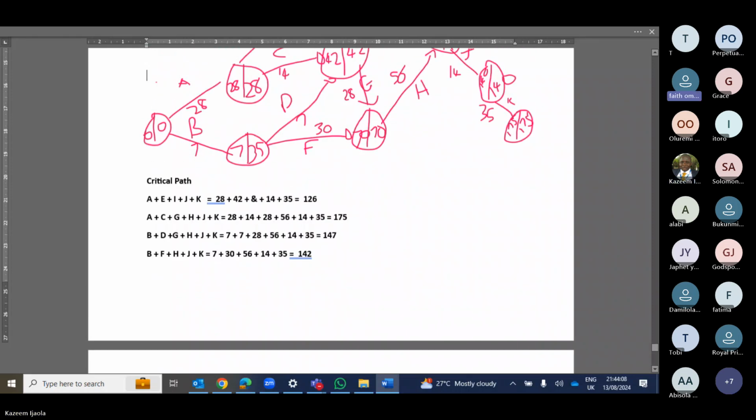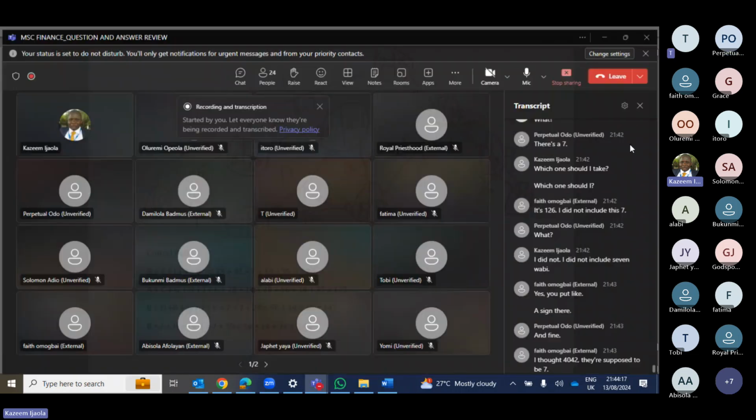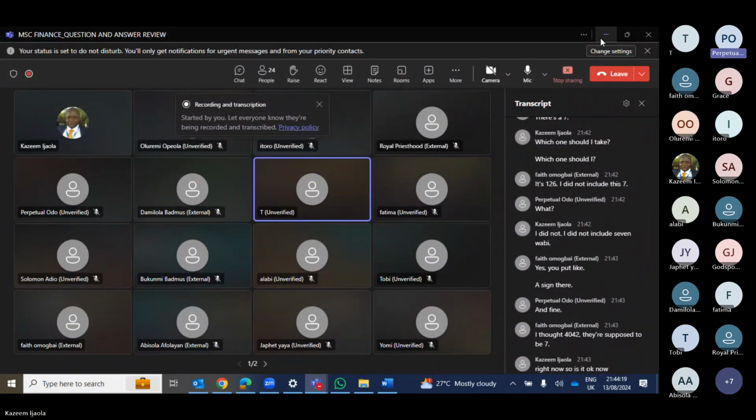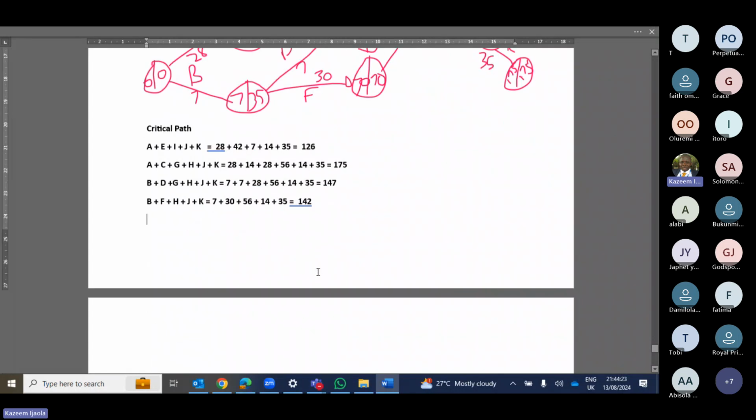Yes, you put a sign there. After 42, there's supposed to be 7. Thank you. Is it clear now? Okay. Yes, it's clear. So it's 126. The critical path is the longest route. The critical path is the longest route.